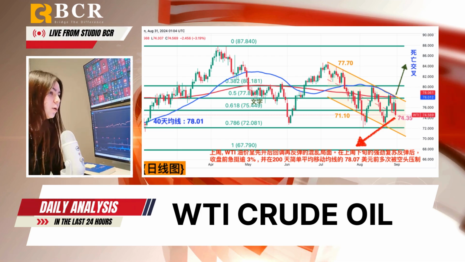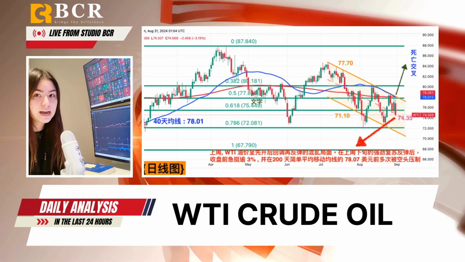And for the technical analysis, WTI oil prices experienced volatility last week, rising sharply before being capped at the 200-day moving average at $78.07. The price failed to challenge the key resistance levels at $79.90 and $80. The 14-day RSI remains below 44, indicating increased downward pressure.